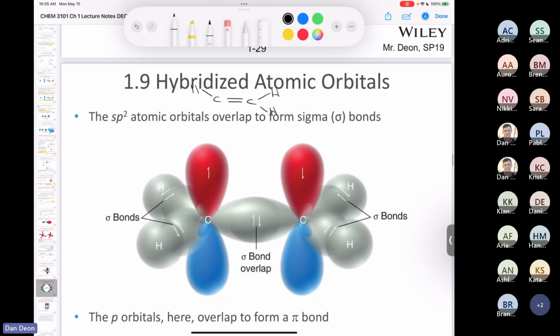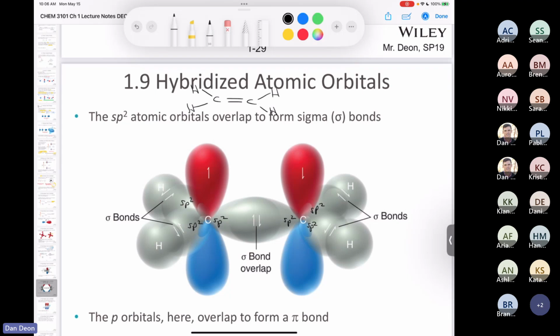H4. We actually drew the Lewis structure of this earlier on. So what I have here is the orbital overlap diagram. Look, each carbon is sp2 hybridized. Here's one sp2 orbital, here's the other sp2 orbital, and here's the third sp2 orbital. The other carbon on the right is the same thing, 1, 2, 3 sp2 orbitals.